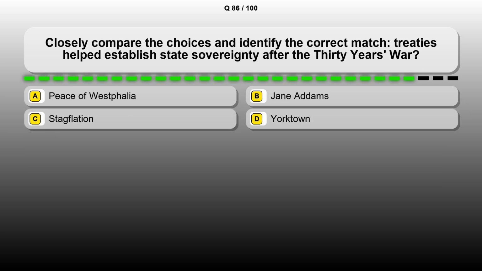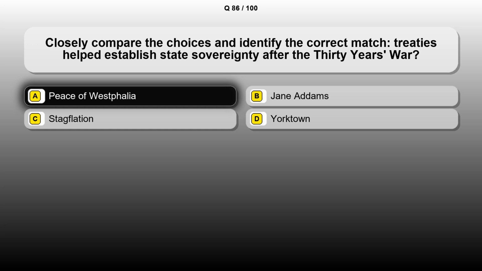Question 86. Closely compare the choices and identify the correct match. Treaties helped establish state sovereignty after the 30 Years' War. Option A, Peace of Westphalia. Option B, Jane Addams. Option C, stagflation. Option D, Yorktown.